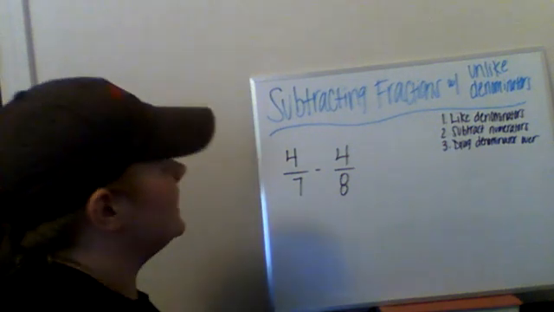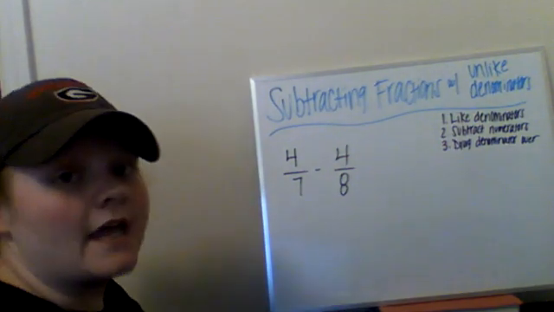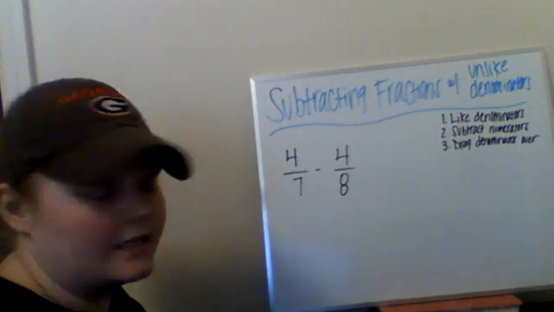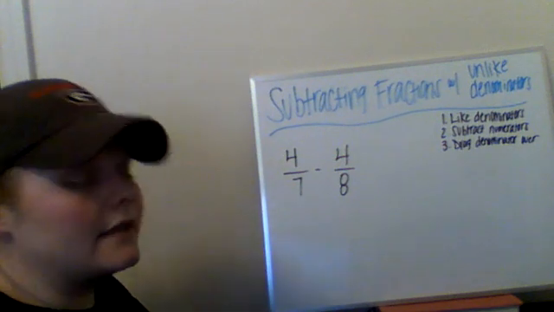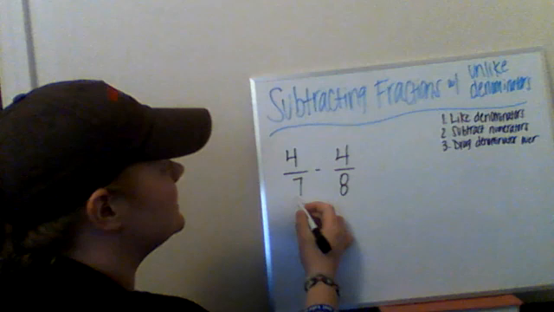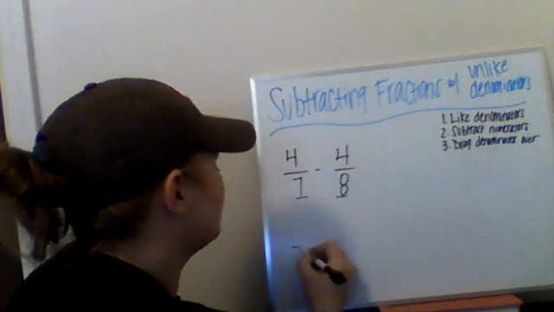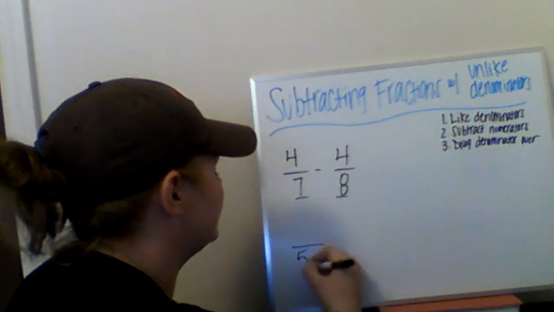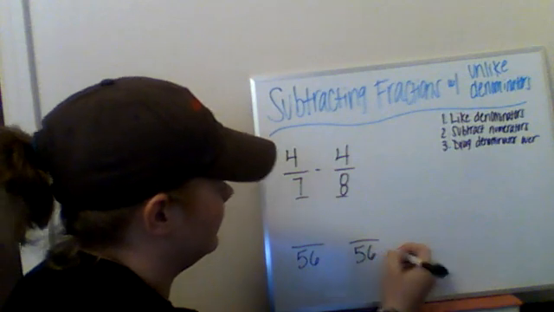Okay? When I think of 7 and 8, I need to come up with a multiple that both of them share that goes both into 7 and into 8. And when I look at 7 and 8, the first multiple I think about is 56. Okay? Because 56 is a common multiple of both 7 and 8. So what I'm going to do is have common denominators, or like denominators, of 56 for both of these fractions. Okay?